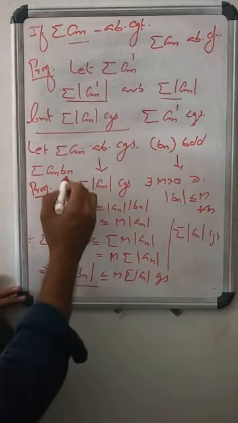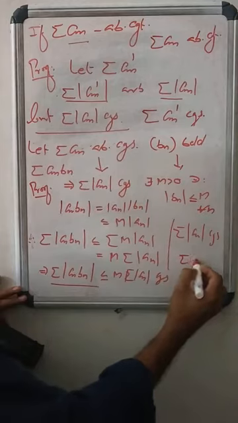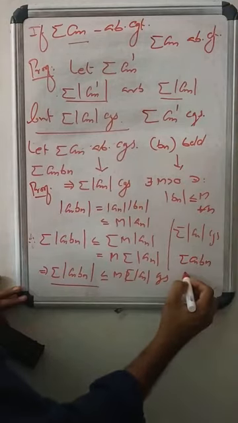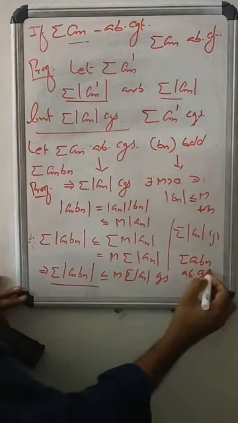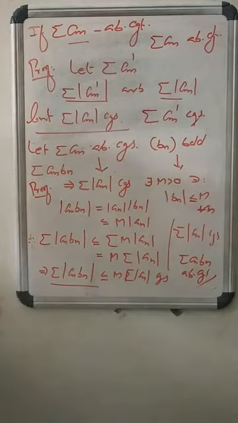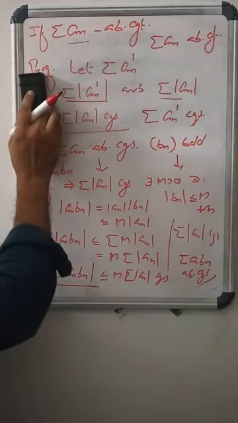Sigma mod an bn converges means sigma an bn is absolutely convergent. So that's the conclusion. When sigma an is absolutely convergent and bn is a bounded sequence, then sigma an bn is also absolutely convergent. Agreed? Okay.